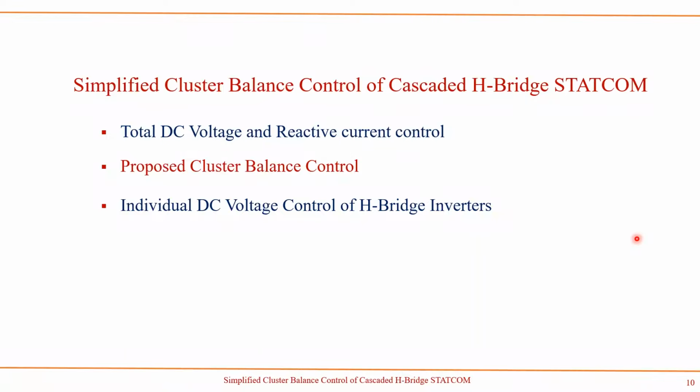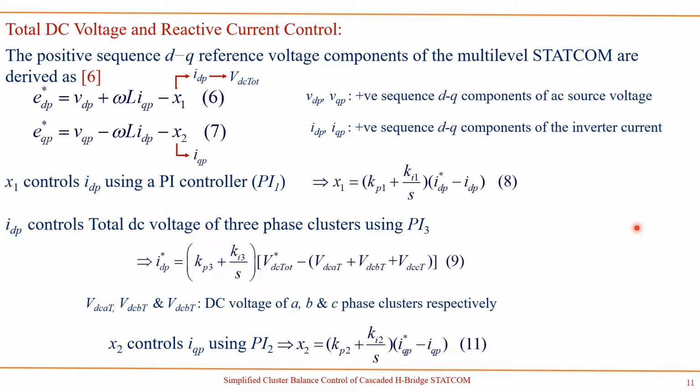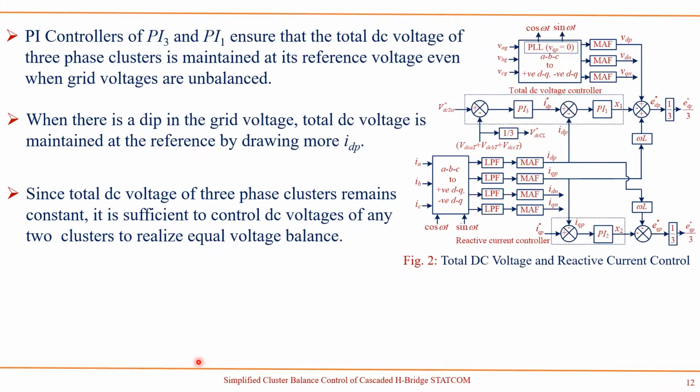The following part of the presentation consists three components: total DC voltage and reactive current control, proposed cluster balance control, and individual DC voltage control of H-bridge inverters. The positive sequence DQ components of the multilevel STATCOM are controlled using equations 6 and 7. The control parameter X1 controls IDP using PI controller as shown in equation 8. IDP controls the total DC voltage of three-phase clusters using PI3. The control parameter X2 controls reactive current component according to the requirement. The total DC voltage and reactive current control is shown in figure 2.